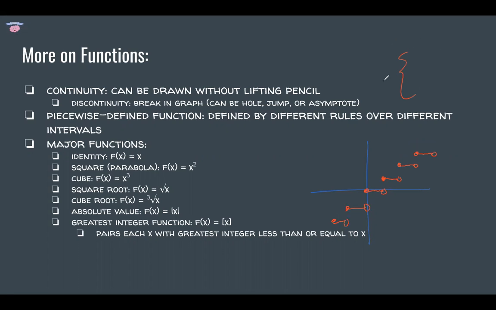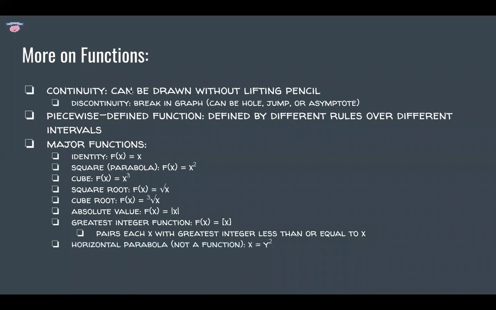If we were to write the equation of it, we would write it's equal to 0 if 0 is less than or equal to x, which is less than 1. It's equal to 1 if 1 is less than or equal to x, which is less than 2, and so on and so forth. And -1 if -1 is less than or equal to x, which is less than 0, and so on and so forth up here until it's infinite.